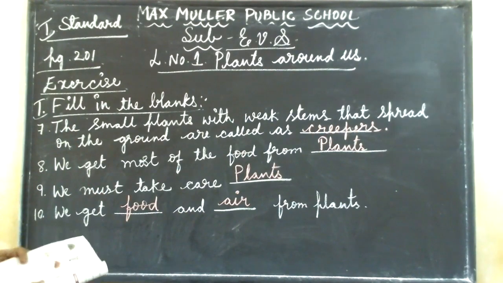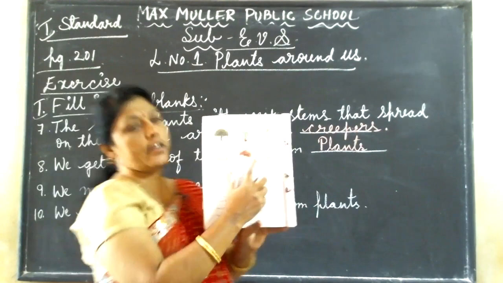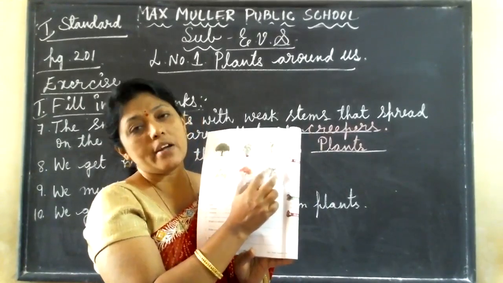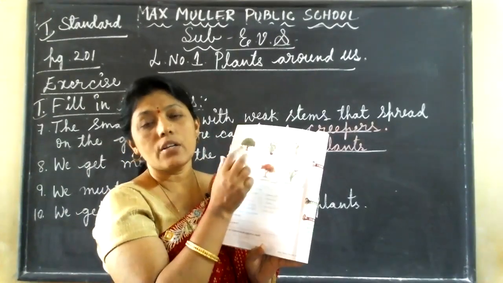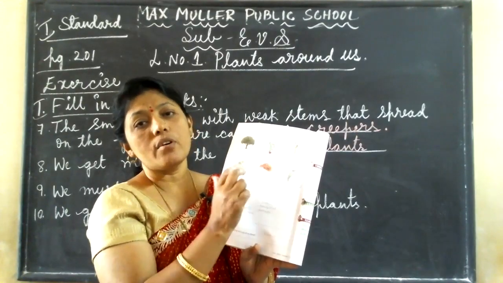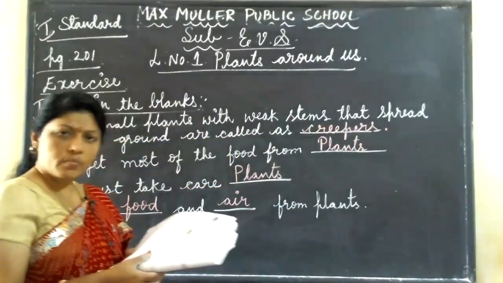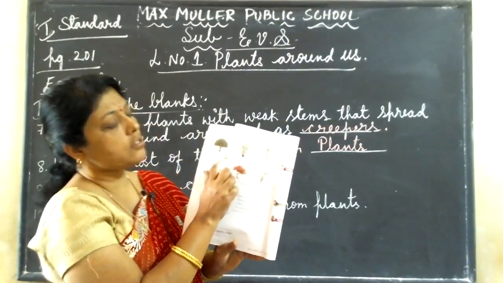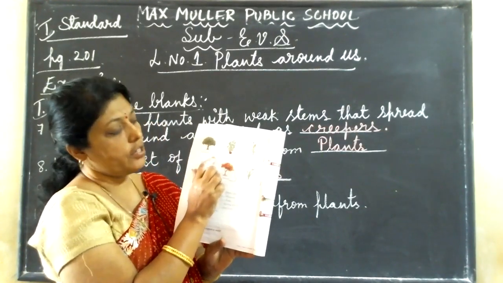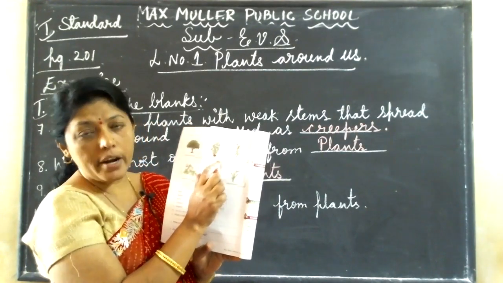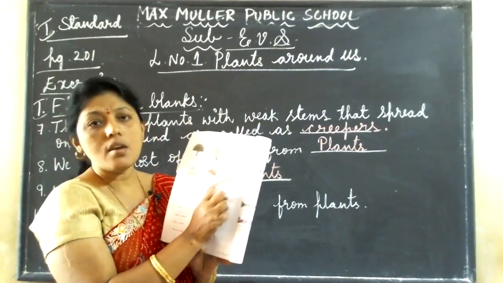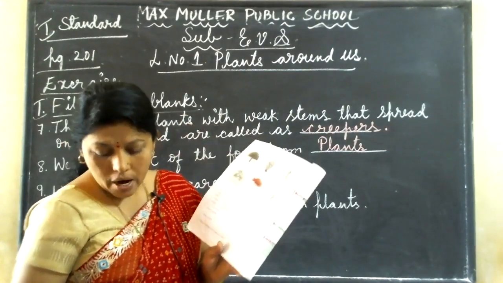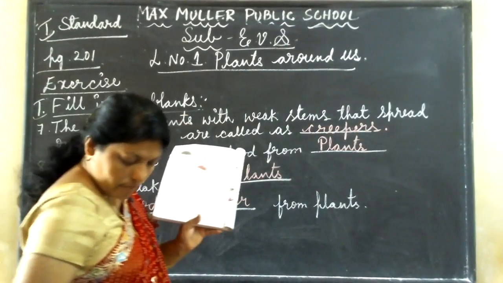Second main. They have given some pictures of plants. You should identify which plants they are, whether they are shrubs, herbs, trees, creepers, or climbers. You should identify and write in the box. If it is a tree, you should write T. If it is shrubs, you should write S. If it is climbers, C. If it is creepers, C. Okay. So first identify the picture and then tell which plant.